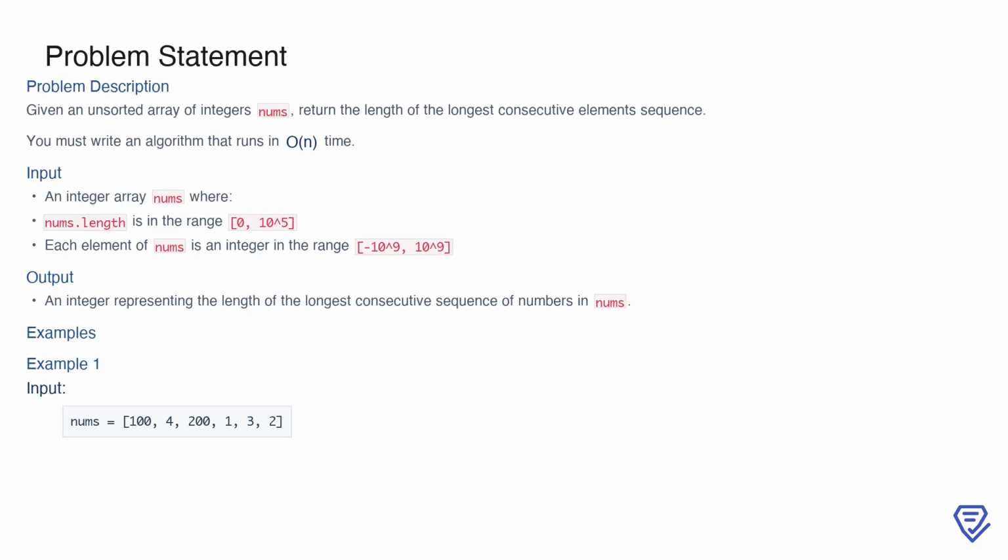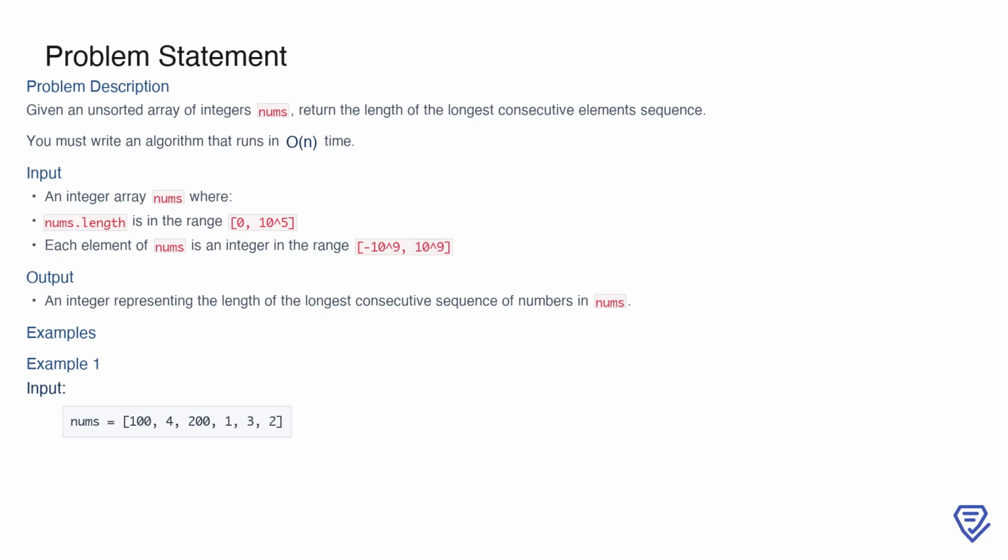In this problem, you're tasked with finding the length of the longest sequence of consecutive integers in an unsorted array. For example, given an array like nums equals 100, 4, 200, 1, 3, 2, you would need to identify the sequence 1, 2, 3, 4 and return its length, which is 4. However, the key challenge here is to design an efficient algorithm that runs in O(n) time, meaning you can't afford to use brute force approaches that would involve sorting or nested loops.